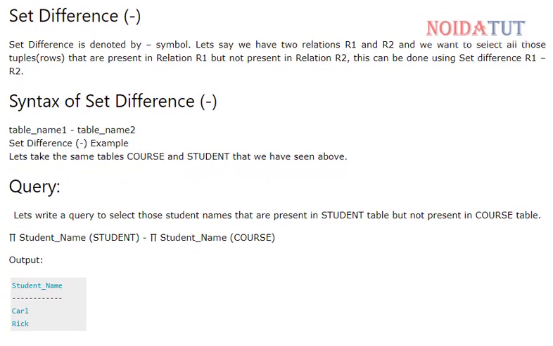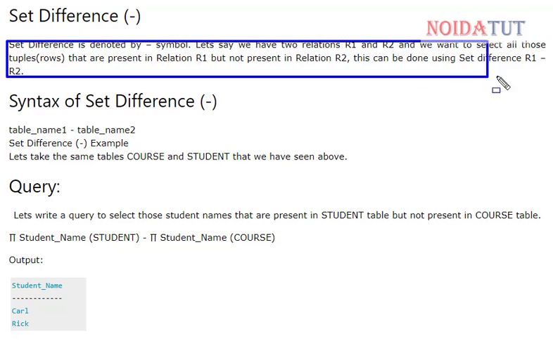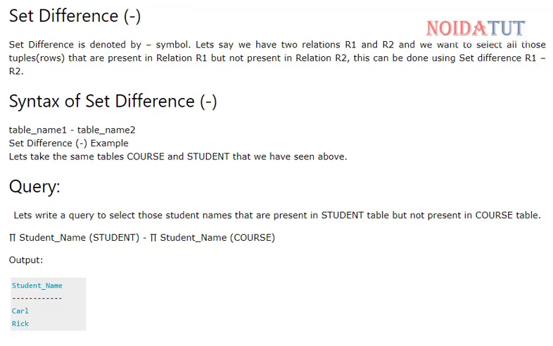Now, let us talk about the difference. The difference is denoted by minus, a simple dash symbol. Set difference is denoted by the minus symbol. Let us say that we have two relations R1 and R2 and we want to select all those tuples or rows that are present in relation R1 but not present in relation R2. This can be done using set difference, R1 minus R2. So we can say table 1 minus table 2.